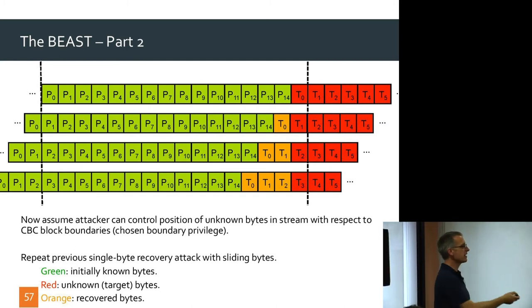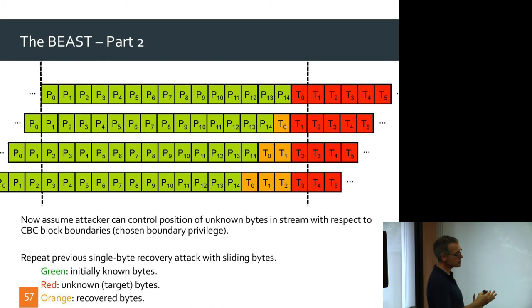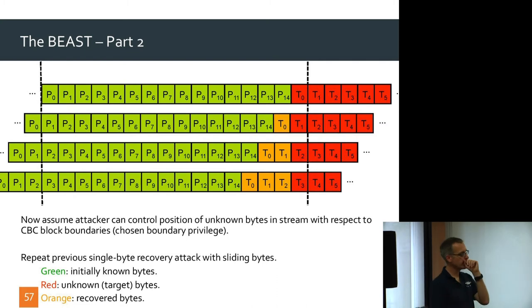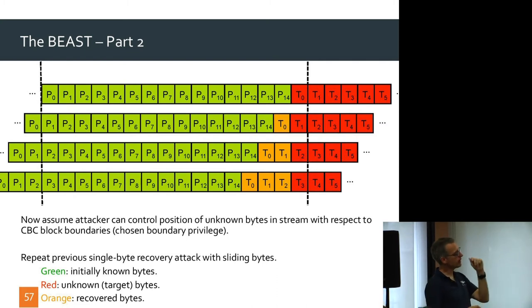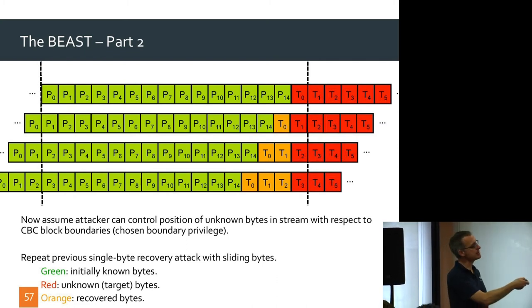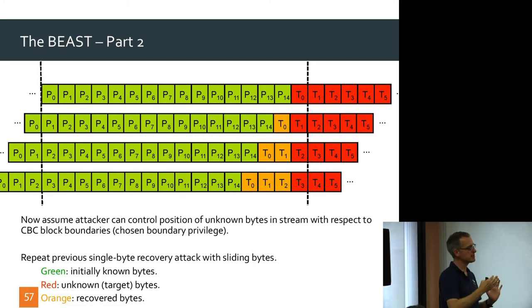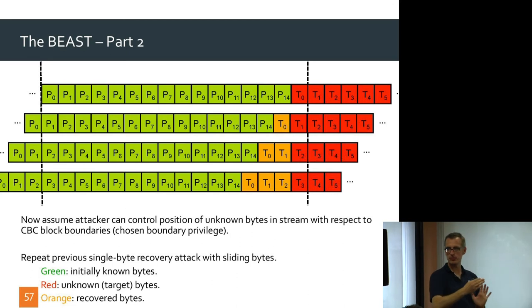So if the attacker has this chosen boundary privilege, he can always slide things around so that he's only recovering one byte of plaintext at a time. Okay? This, though, also requires the property that he can get the same message encrypted over and over again, and he can control somehow where that message is relative to the block boundaries.